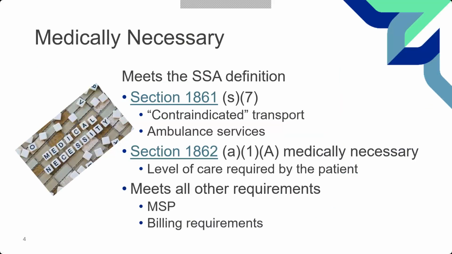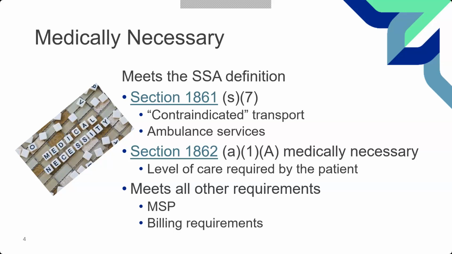Okay? But first, let's start off defining medical necessity. So what we do when we talk about medical necessity, specifically for an ambulance transport, we start with the Social Security Act and we look at Section 1861(s)(7). In that section, and I'll show it to you in just a moment, you will see the words contraindicated and ambulance service or transport service. That means that it has to be a transport. If you don't transport the patient, Medicare will not pay.